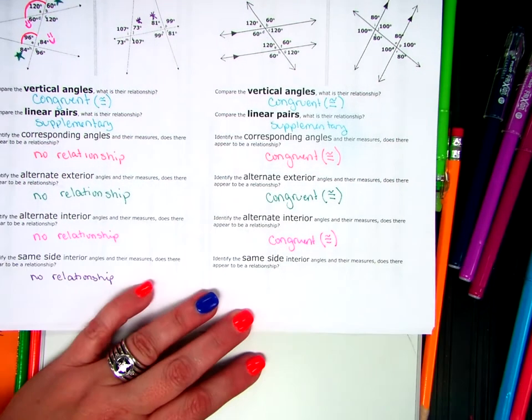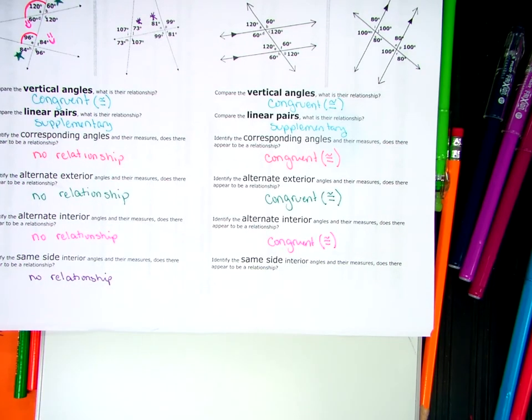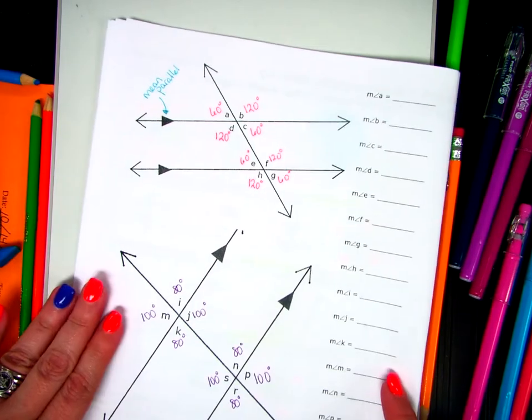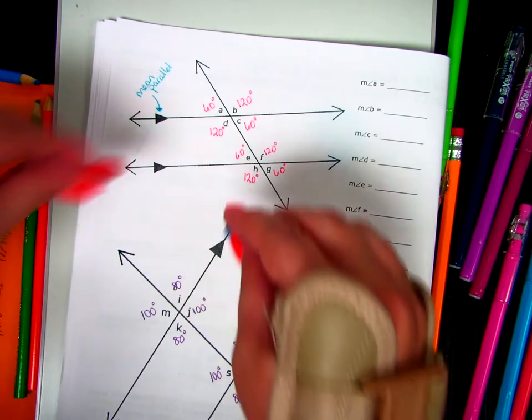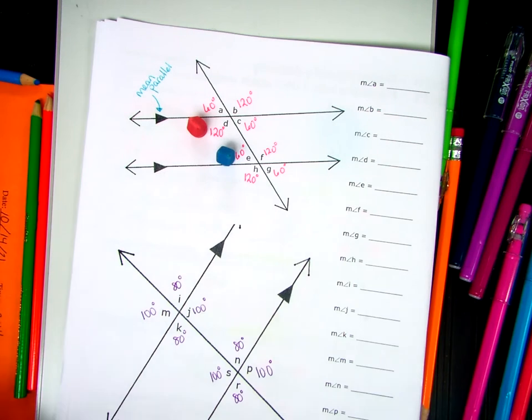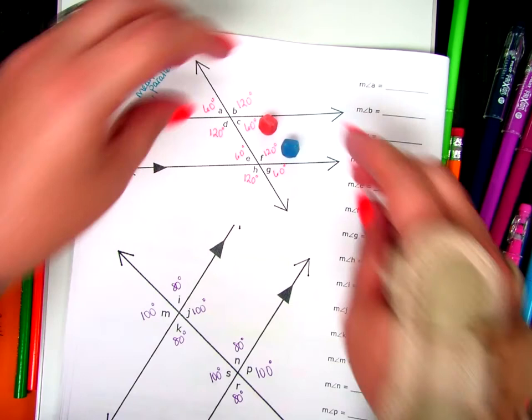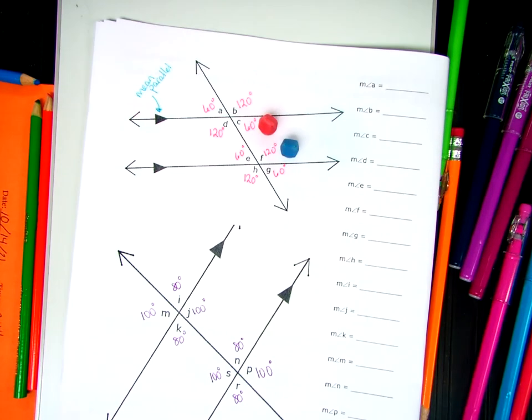I forgot to look at same side interior angles, but if I use inductive reasoning, what would my answer be? Congruent, congruent, congruent, congruent. If I follow the pattern and use inductive reasoning, it would be congruent. However, are my same side interior angles congruent? No. What are they? Supplementary. Yes, they are supplementary. So that's a good example of inductive reasoning sometimes gives you an incorrect answer. And that's okay. You still use good reasoning. It was just the wrong answer.